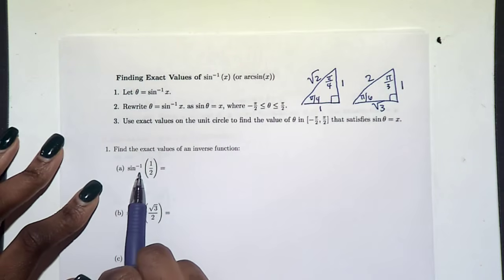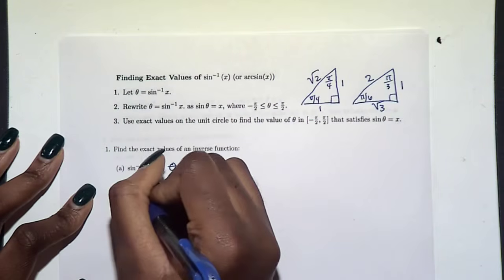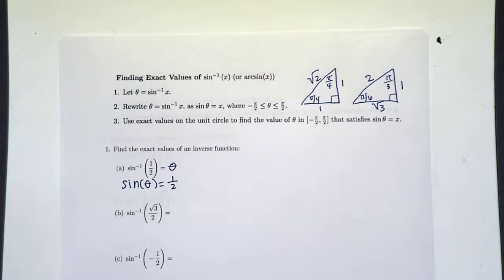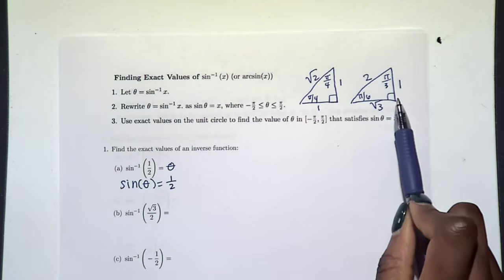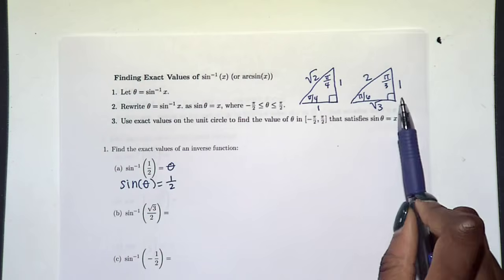We want to figure out sine inverse of 1/2. So remember, that is an angle. So we want to figure out for what angle is sine of that angle equal to 1/2. Well, just by looking at the numbers 1 and 2, that tells us we need to use our 30, 60, 90 triangle to figure it out. And so we want sine theta to be 1/2. So we want to choose the angle where the opposite side is 1 and the hypotenuse is 2.